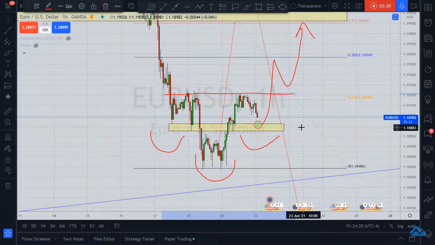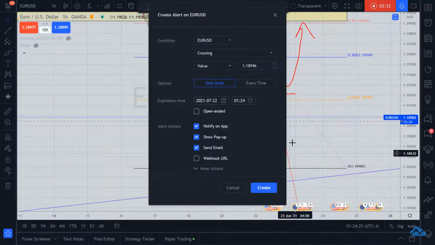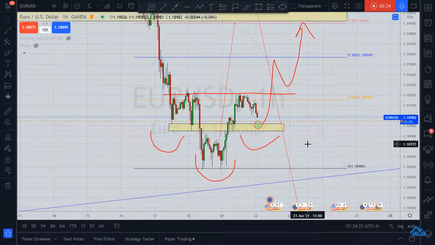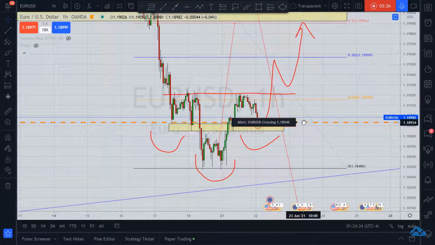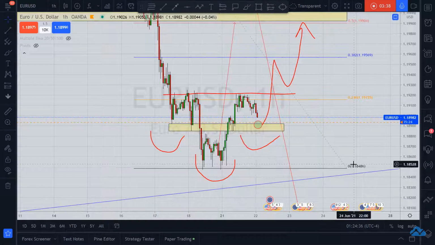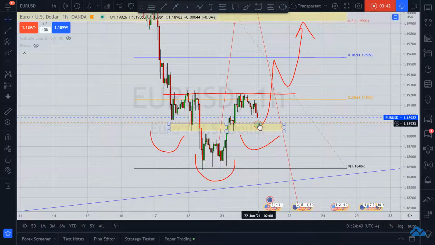I want to make sure I put an alarm there so that when price does reach that area, I'm Johnny on the spot and we can get a buy-in. I could put a pending here, but I'd rather wait till I see bullish price action at this level, and then I can take it on up.